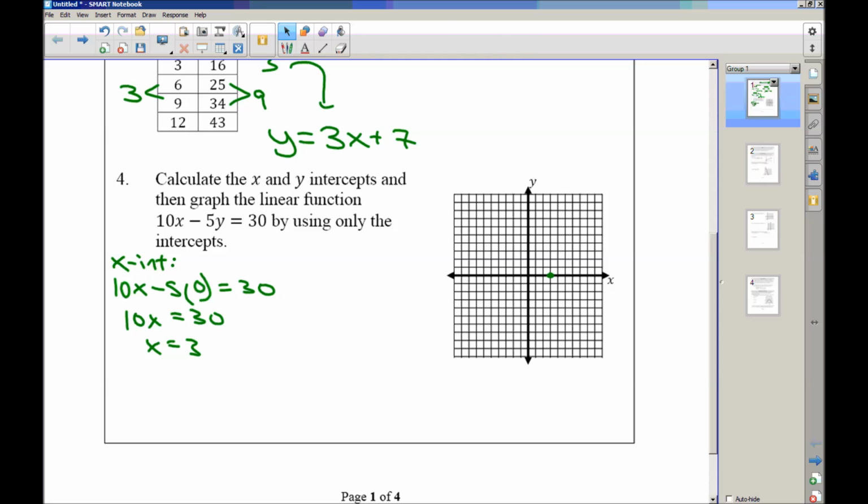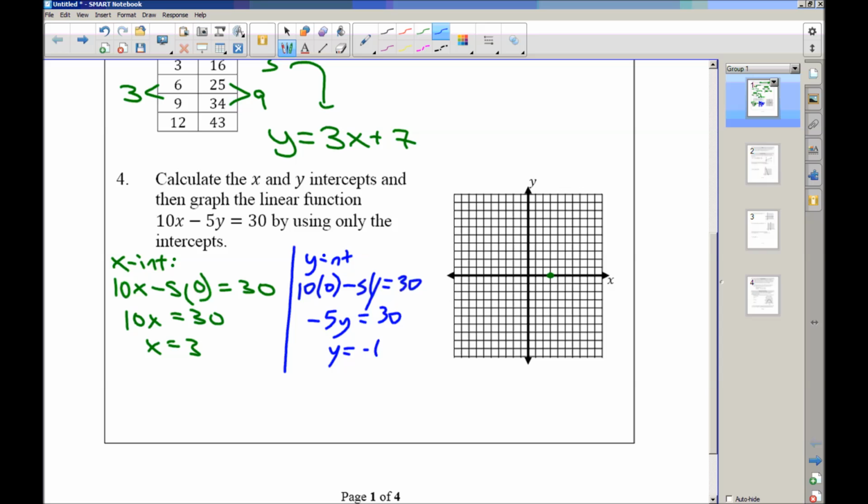And then we're going to calculate the y-intercept. The y-intercept is calculated by solving for y when x is 0. So 5y equals 30, since the 10 times 0 goes away, and we find out that y is -6. So 1, 2, 3, 4, 5, and -6 is right there. And then we graph our line through these two points. So we get 10x minus 5y equals 30, and that's our line.